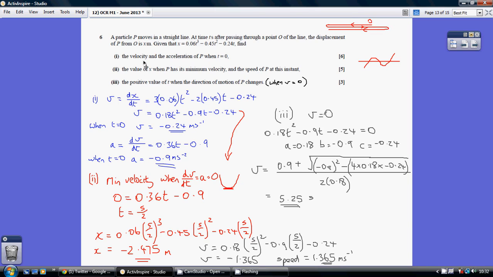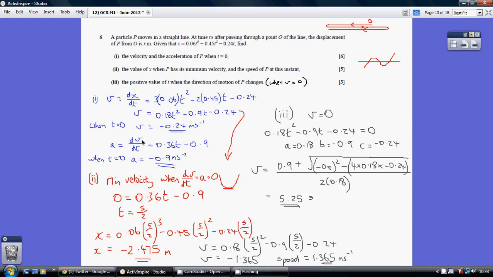So part 1, the velocity and the acceleration of p when t equals 0. Well, this x displacement is distance, so v, the velocity, is the rate of change of distance, so we have to differentiate this. So obviously multiply by the power, reduce the power by 1 for each of these 3 terms, giving us dx/dt being this. We're trying to work it out when t is 0. So when t is 0, we substitute 0 into this, and we get v being minus 0.24 meters per second.